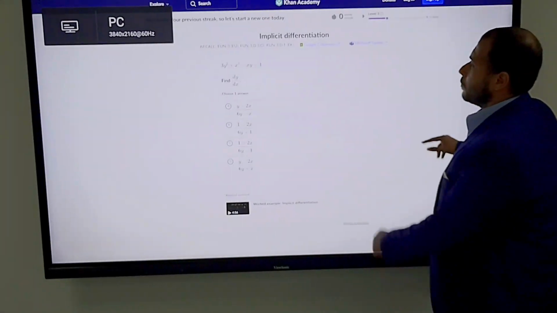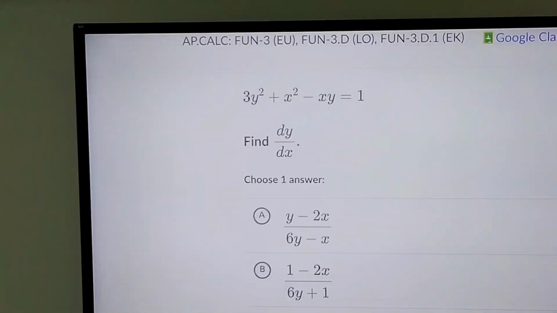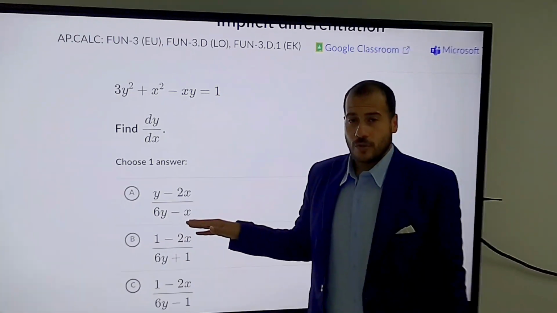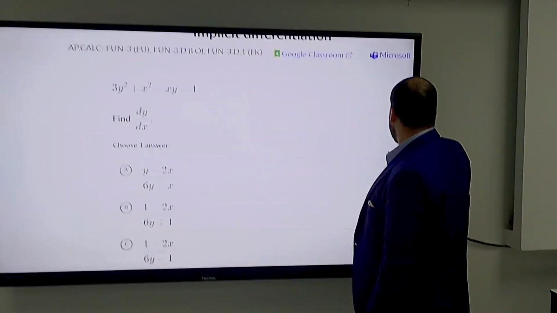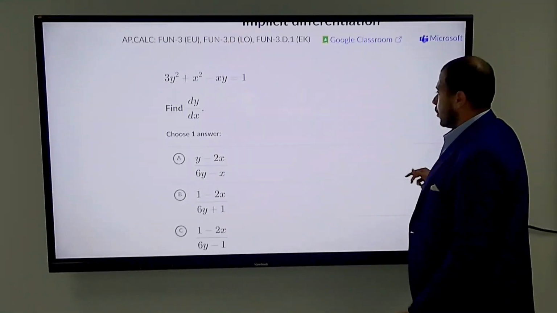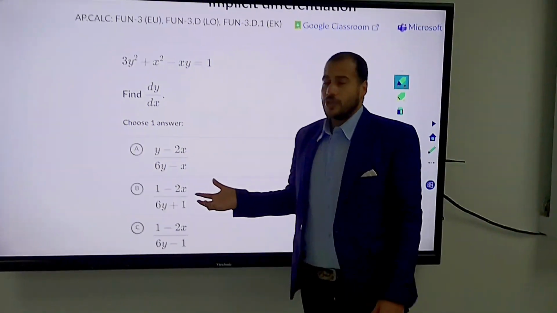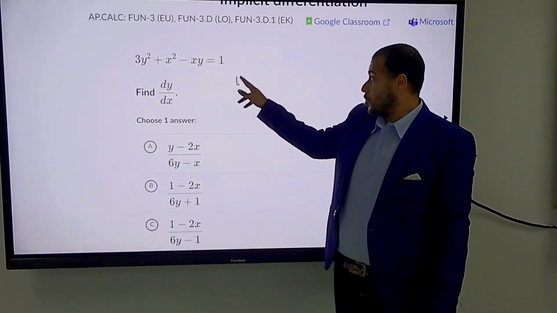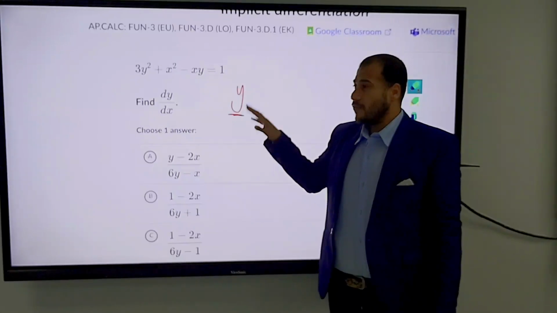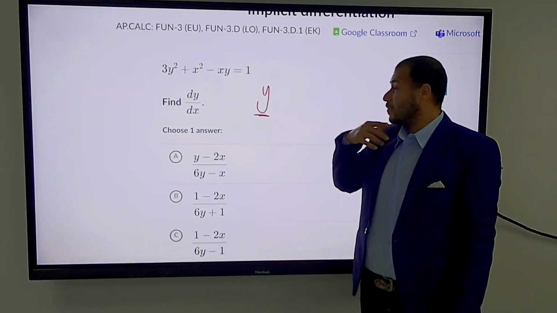Okay, next question. Do the same. And this is the last question, inshallah. We need to do the implicit differentiation. The difference between normal differentiation and implicit differentiation: when you differentiate y, it's like you have a function there, so it's like you have the chain rule.